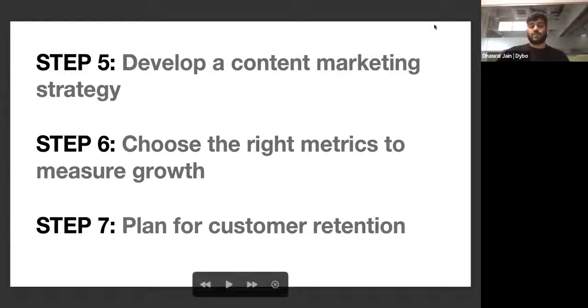Step 6 would be choosing the right metrics to measure growth. Now, what happens is that we often come up with plans, and we start executing them without even defining what it is that we are trying to achieve. Saying more customers is not an answer to this question. How many more customers? See, okay, let's say, for example, you gather 1,000 emails, and your idea is to reach out to customers through email marketing, and you expect good responses to come in, and you expect more customers to come in.